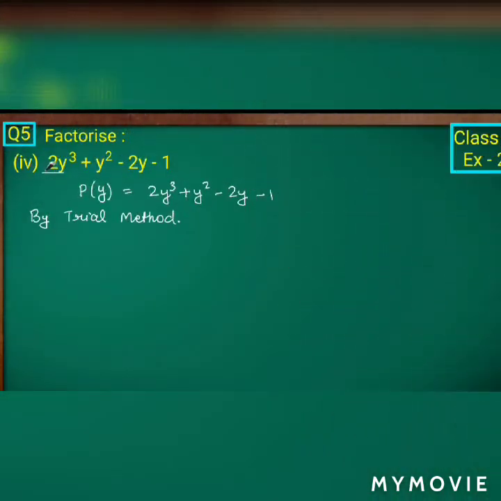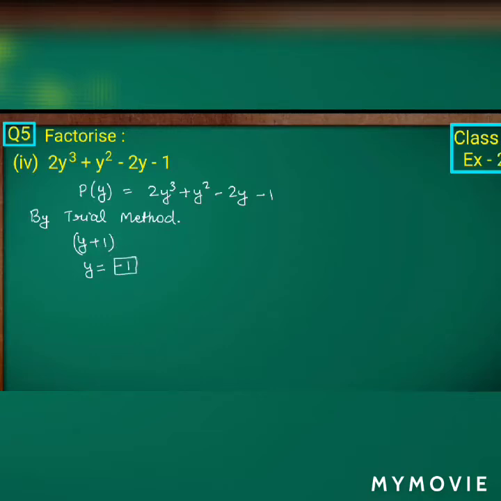Now we'll start with the next sub-question of the same question, that is, the given cubic polynomial is 2y cube plus y square minus 2y minus 1. So here the variable is what? y. So we'll take it in terms of y, either y plus 1 or y minus 1. I'll start with y plus 1. So I'm taking the 0 of the polynomial here. y plus 1 equals 0, y becomes minus 1, isn't it?